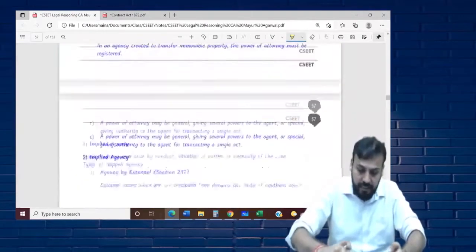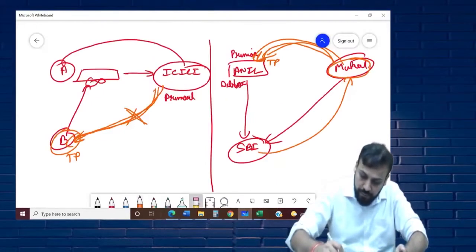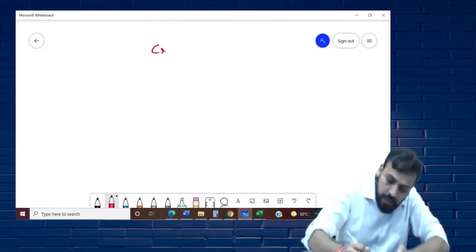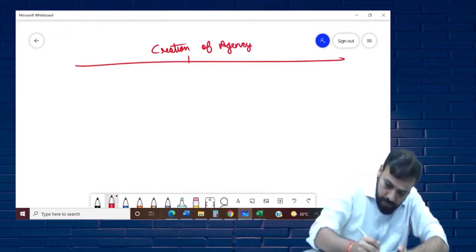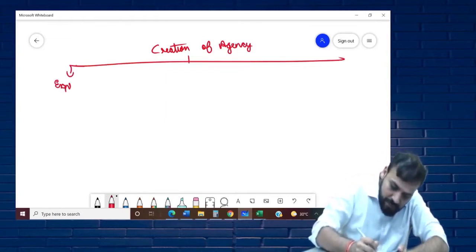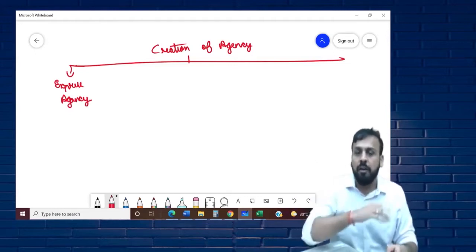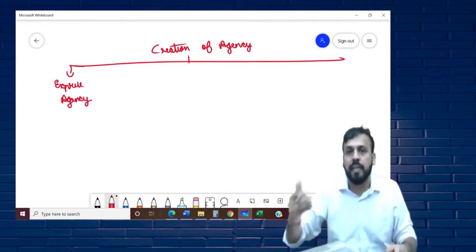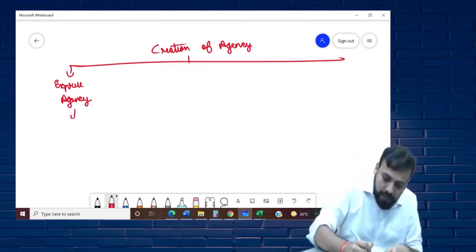Now, how do you create agency? There are various ways you create agency. Understand here. I'll give a chart for this. Creation of agency. First is express. By words you create agency. Like my sister has signed a power of attorney, and on her behalf I give the flat on rent. On her behalf I collect rent. On her behalf I go to the society meeting. On her behalf I pay maintenance. So there is express agency, which is by words. Words can be oral or written.